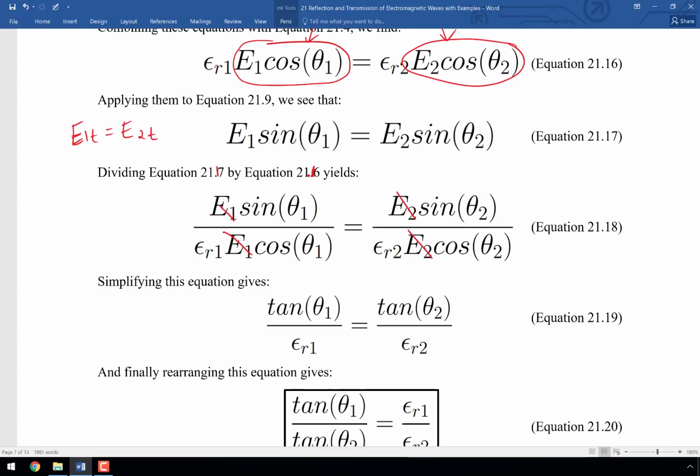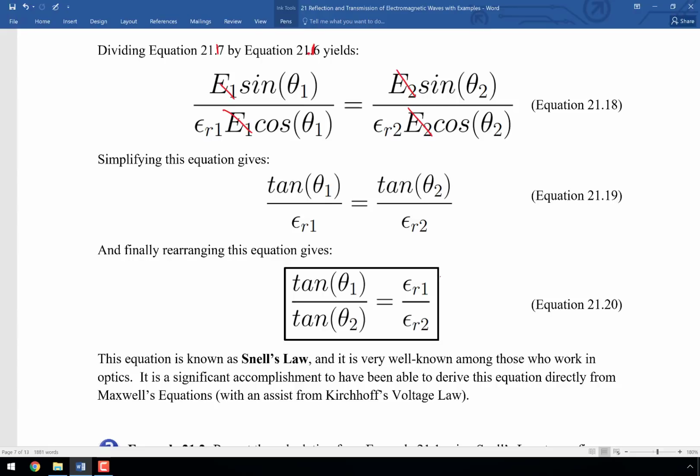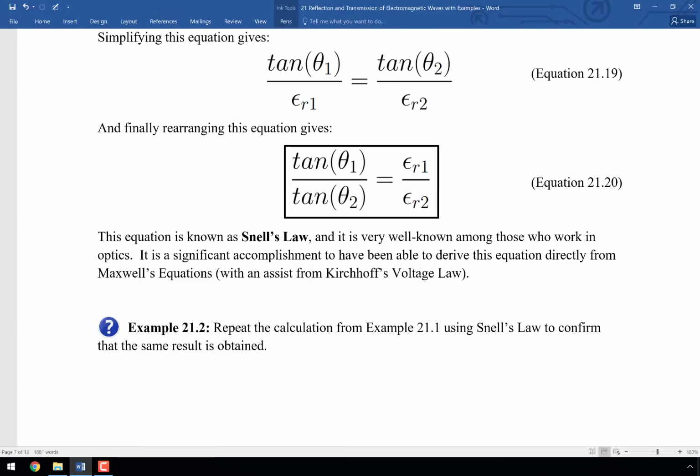I end up with tangent of theta 1 over epsilon r1 equals tangent of theta 2 over epsilon r2. Or if I simply rearrange that equation a little bit, I get tangent of theta 1 over tangent of theta 2 equals epsilon r1 over epsilon r2. A much easier way to solve these problems, and it's a very common problem, so it's worth investing the time to derive that equation. That's known as Snell's law, and that's the law that Ibn Sahl developed more than 1,000 years ago. He didn't derive it in the same way that we did, but he was aware of this law and had it in this form, and so that's pretty interesting. That's very advanced work for something that was 1,000 years ago.